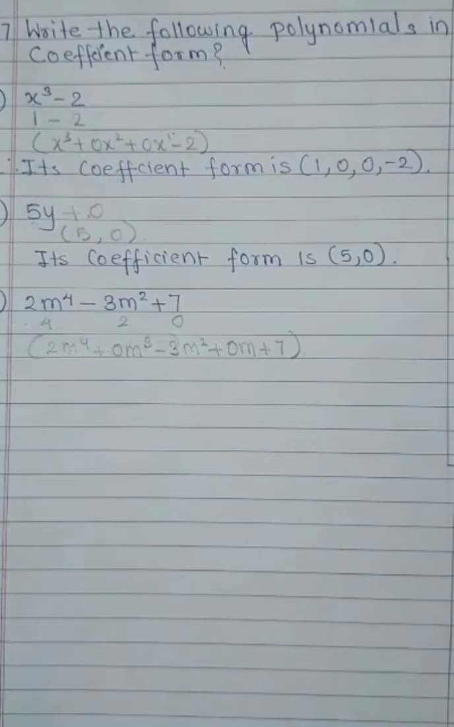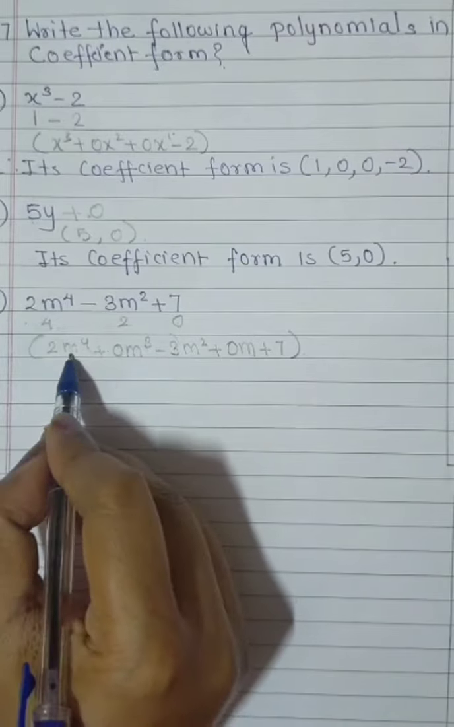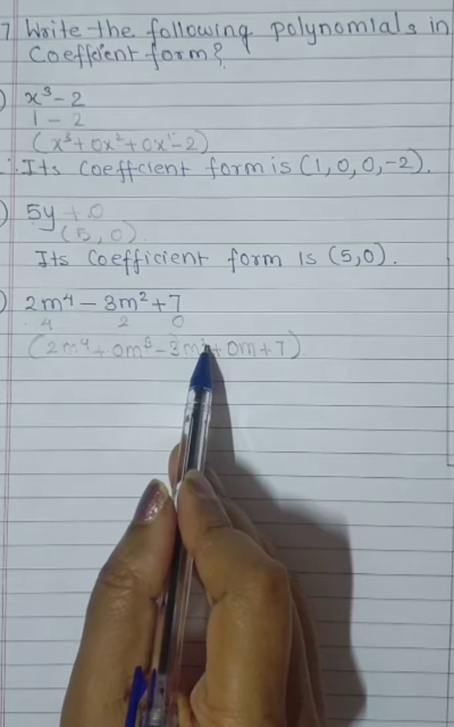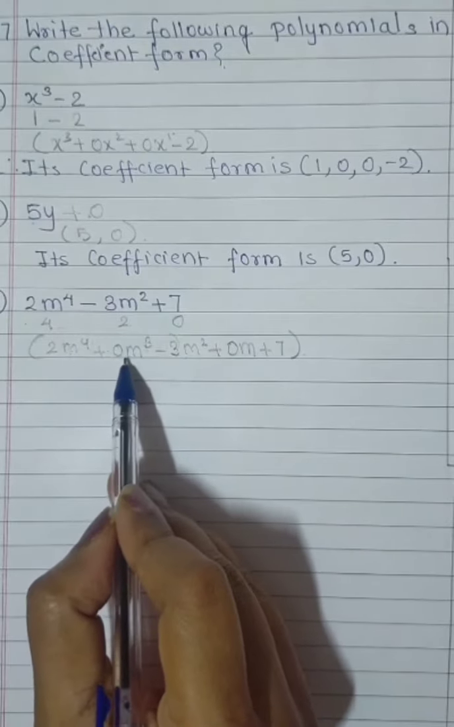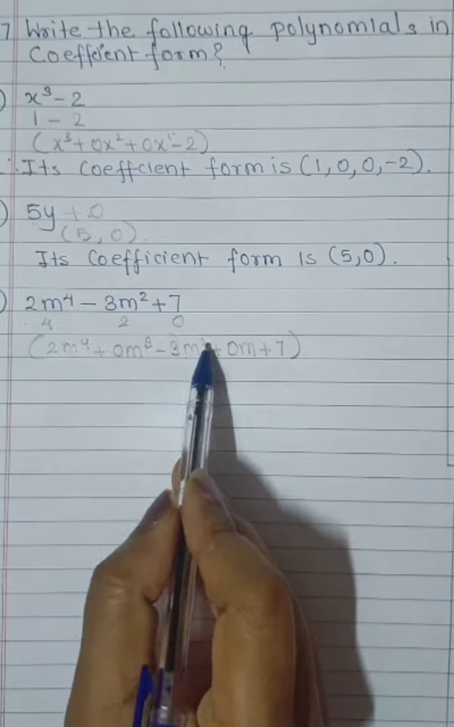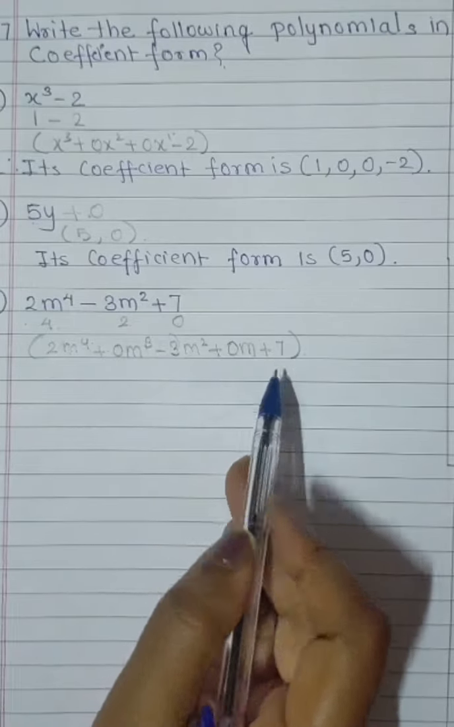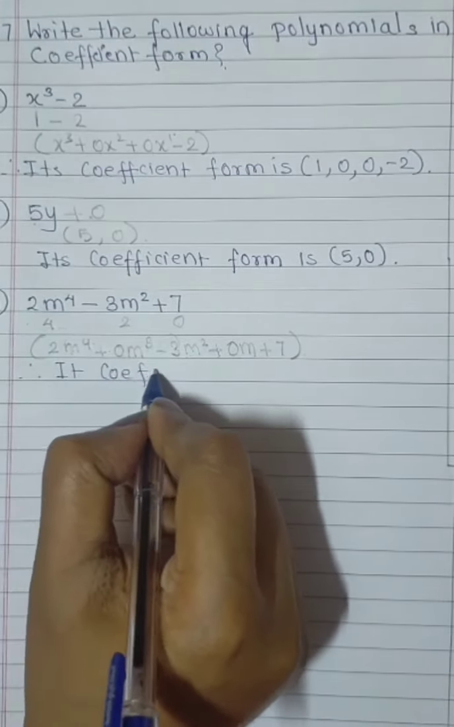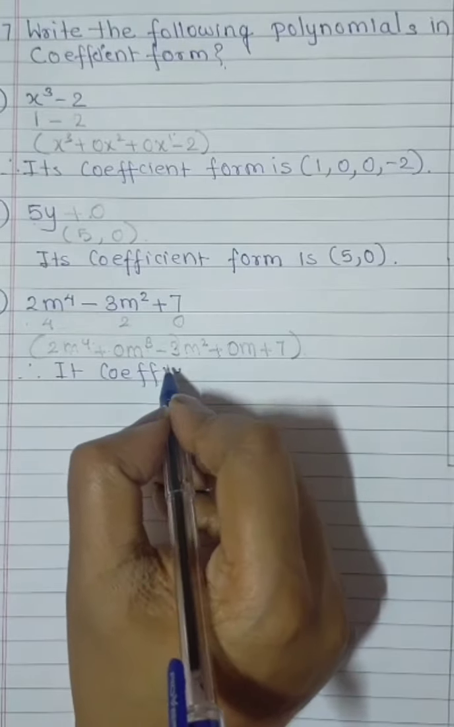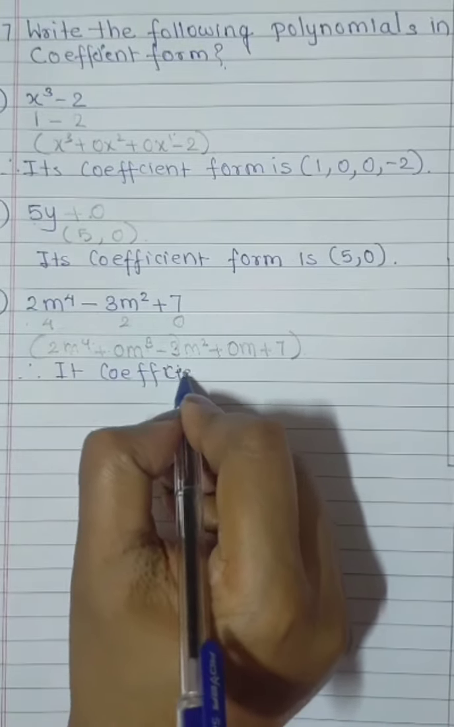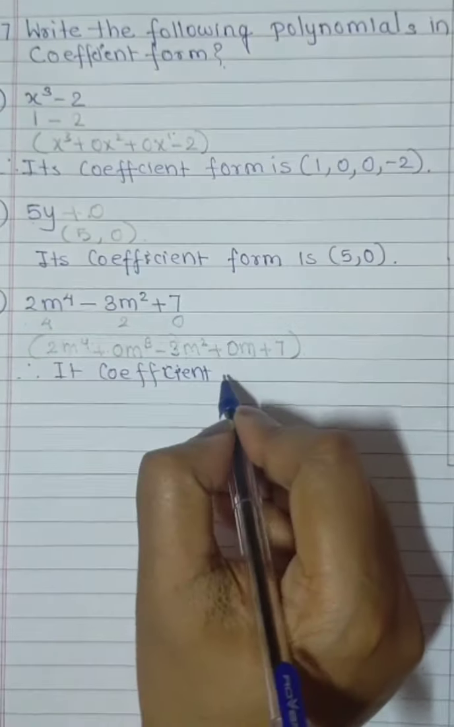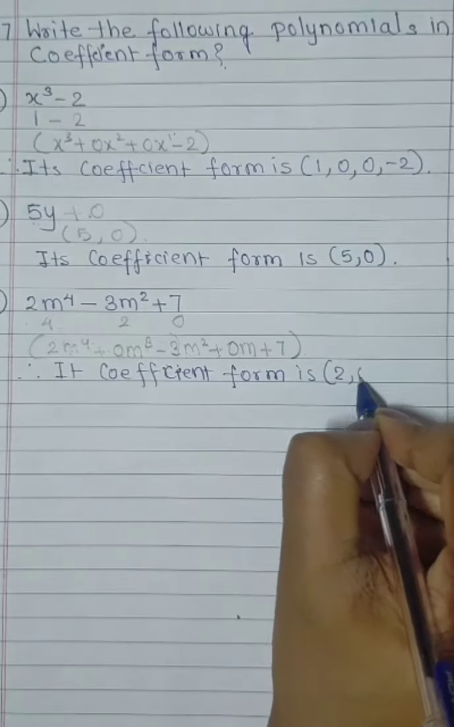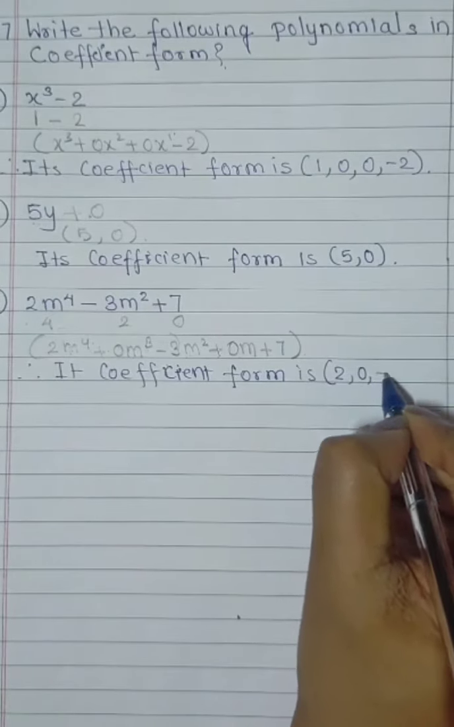Okay, as you can see here m², then m³, then m⁴. Now m³, m² plus 0m plus 7 is given. So therefore its coefficient form is 2, 0, −3, 0, 7.